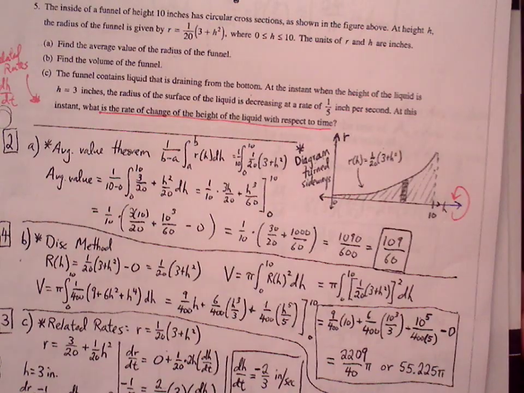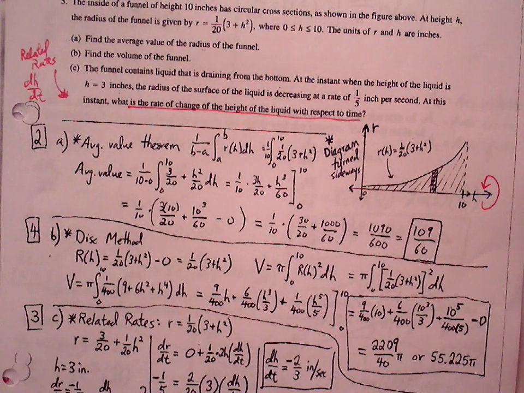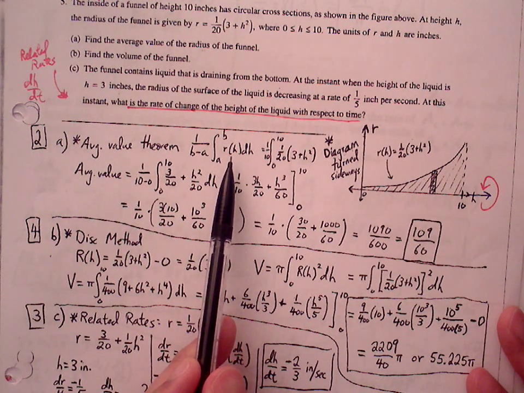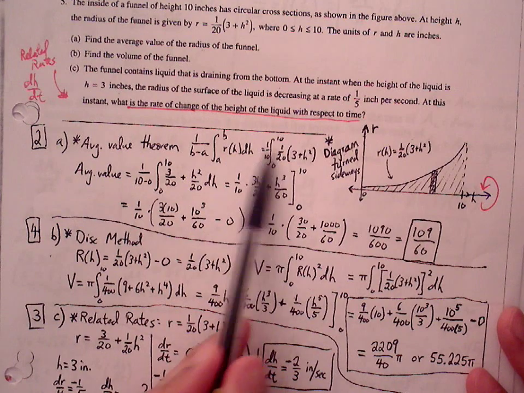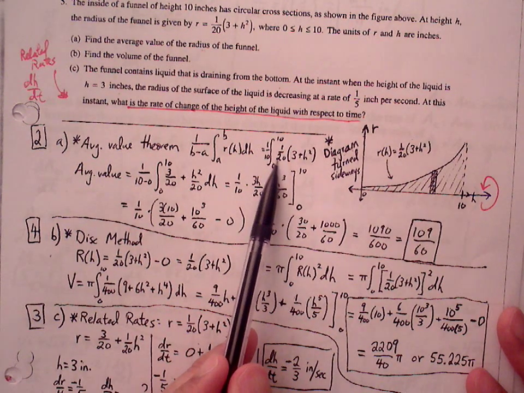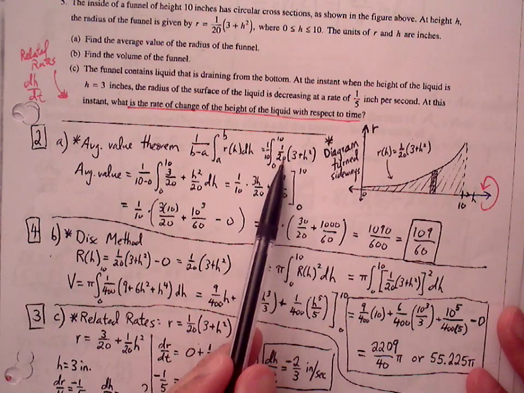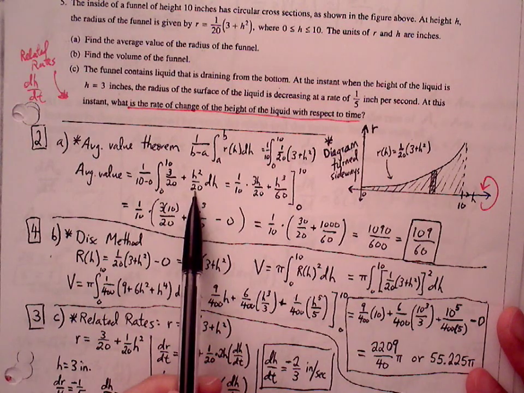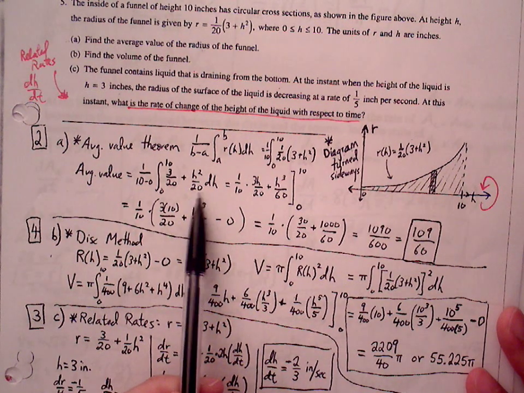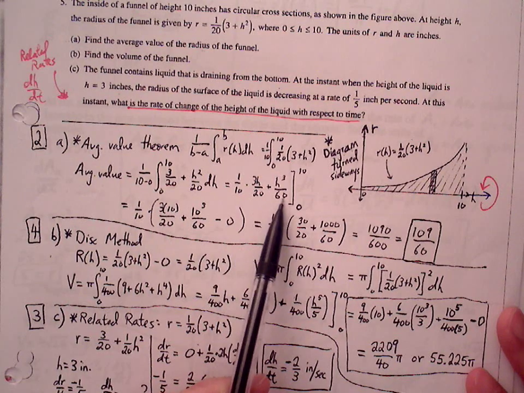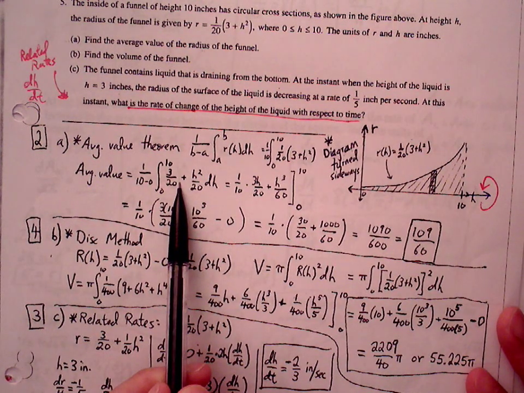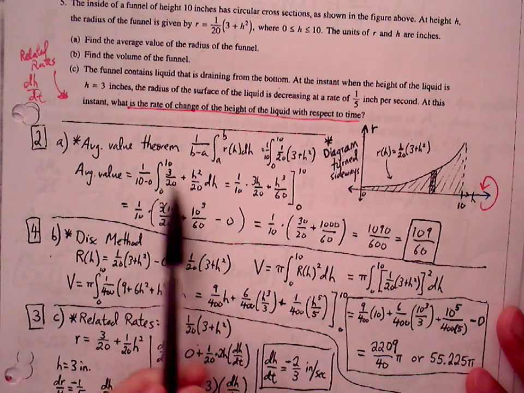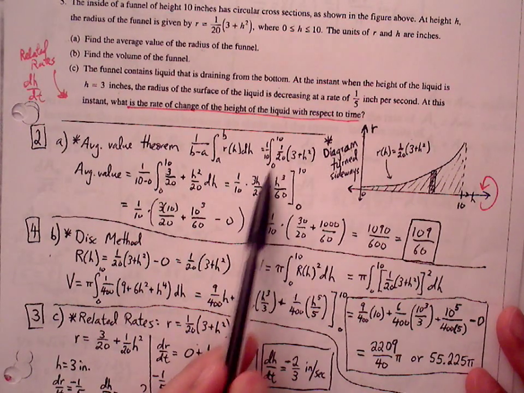So this is the average value theorem, which is 1 over b minus a, integral from a to b of the function. In this case, our function is radius, with height being the independent variable, and we go through our antiderivative step. We can apply the power rule for both. We'll distribute the 1 over 20 first, then go through power rule for both terms. Once we do, 3 over 20 becomes 3 over 20 times h, and h squared over 20 becomes h cubed over 3 times 1 over 20. We can multiply the 1/10 through, and then we plug in our upper bound minus lower bound.